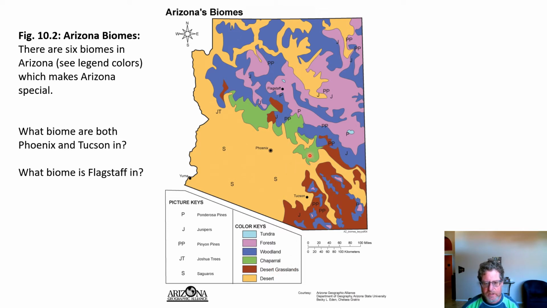Okay, as you start going up to the Mogollon Rim, you have chaparral, and then you get up onto the Mogollon Rim, and you have this purple, which is woodlands. Okay, and then, or the blue, which is woodlands, and then the purple is forests, and just tiny bits of tundra. Okay, and so why do we have so many biomes in Arizona?